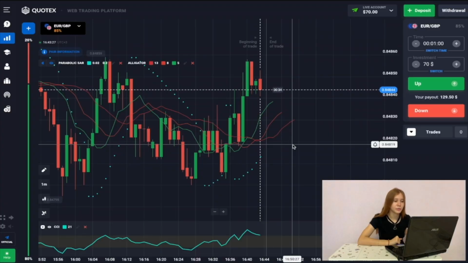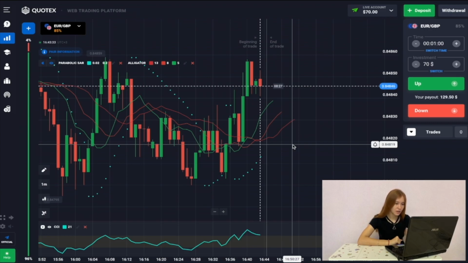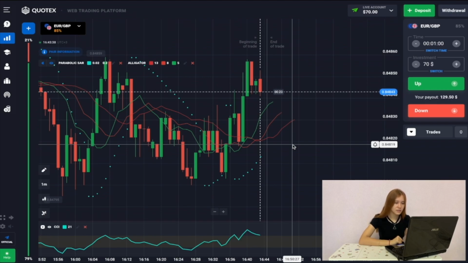Parabolic and indicator will be the main indicators I will use, which indicate the direction of the trend, and also an auxiliary CCI indicator showing the overbought or oversold condition of the price. Let's start trading.